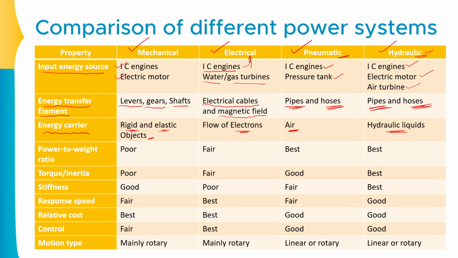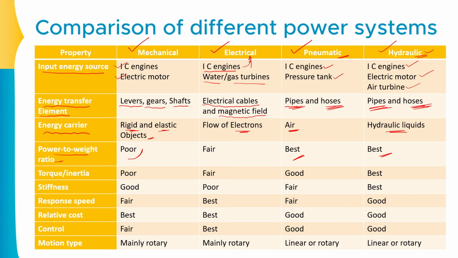Next, when we talk about the power to weight ratio, what is the power to weight ratio? What is the weight and, compared to that, how much power is it giving? If I take the ratio of this specific one, the mechanical components are the poorest one because they are very heavy, and against that they actually transfer very less power. The best ones are the hydraulic and the pneumatic systems. Electrical system comes in between the two.